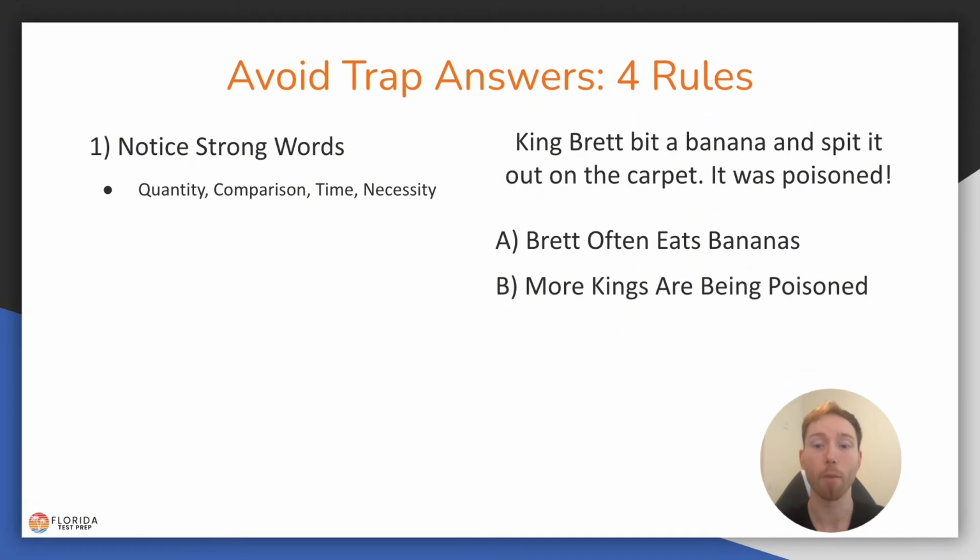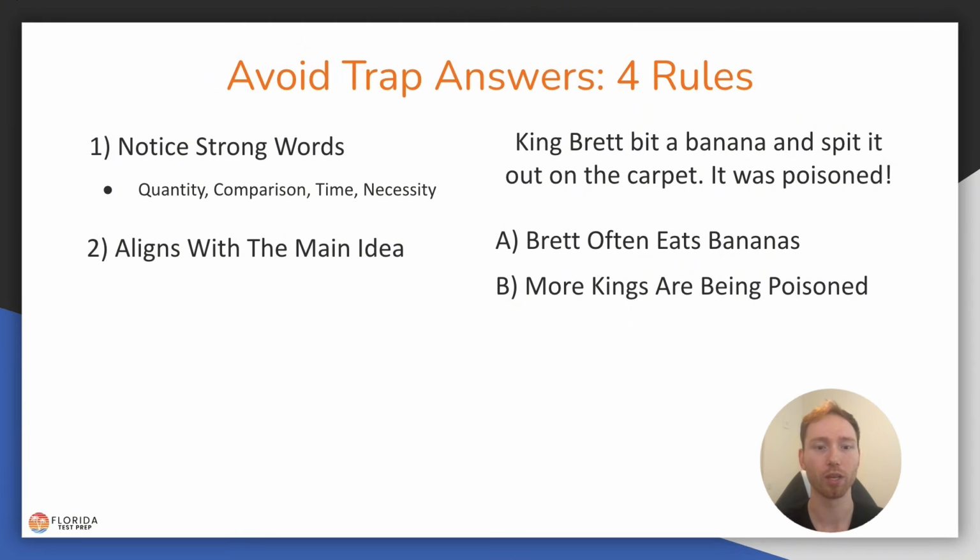Taking a look at B, more kings are being poisoned. More would be the strong word here, it would be a comparison. Can I use this passage to see how often kings were poisoned before Brett was poisoned? And if this is more than what occurred in the past? No. I can say a king was poisoned, but I cannot say more kings are being poisoned. That would be a strong word and a trap answer.